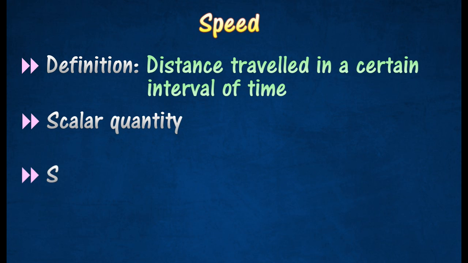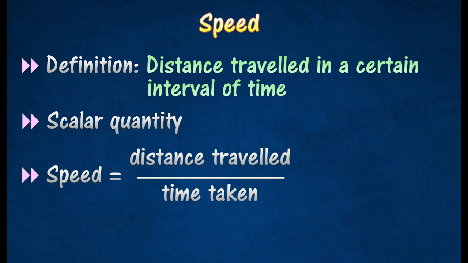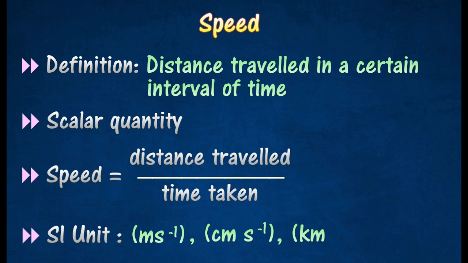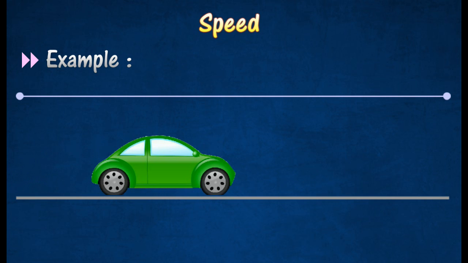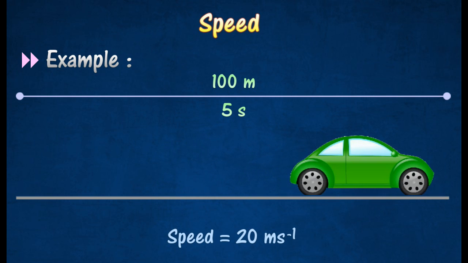The average speed of an object can be determined from the equation shown. Based on the equation, speed can also be defined as the rate of change of distance traveled with time. Speed is measured in meters per second. Other commonly used units are centimeters per second and kilometers per hour. If a car travels 100 meters in 5 seconds, its average speed is 20 meters per second.